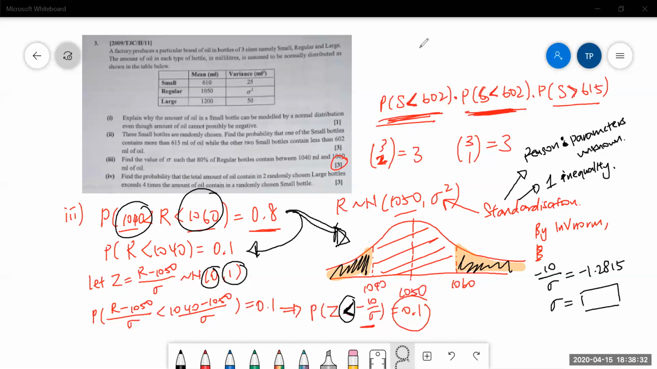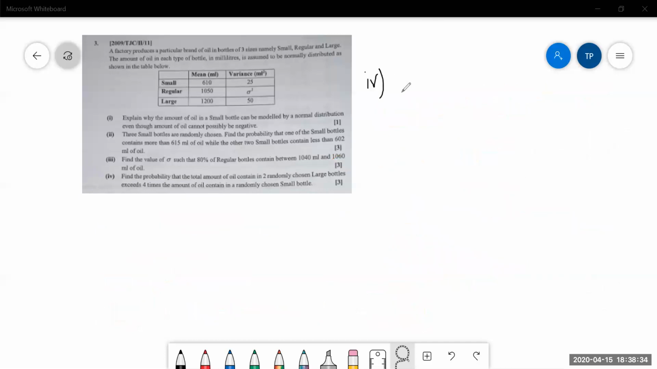Okay, lastly, find the probability that the total amount of oil contained in two randomly chosen large bottles exceeds 4 times. Look here, we have two randomly chosen large bottles. Is it 2L or is it L1 plus L2? L1 plus L2, correct, because it's two randomly chosen. You went to the supermarket and chose two random large bottles, meaning you chose two different ones.